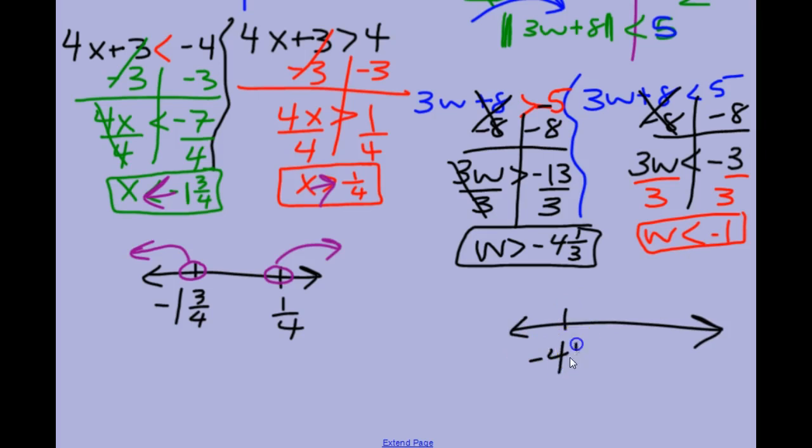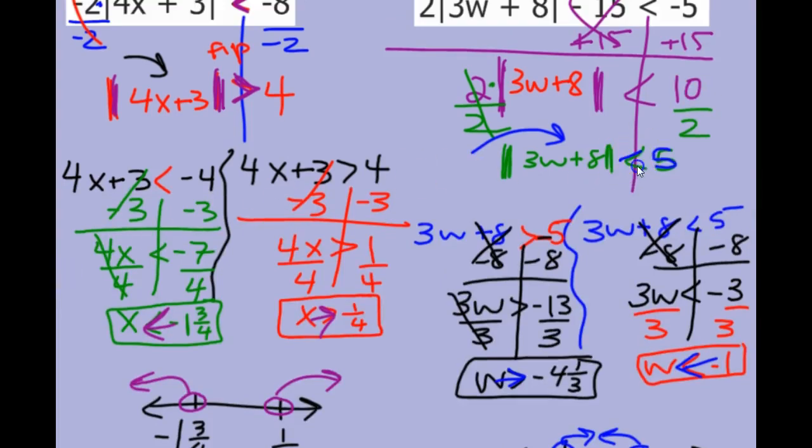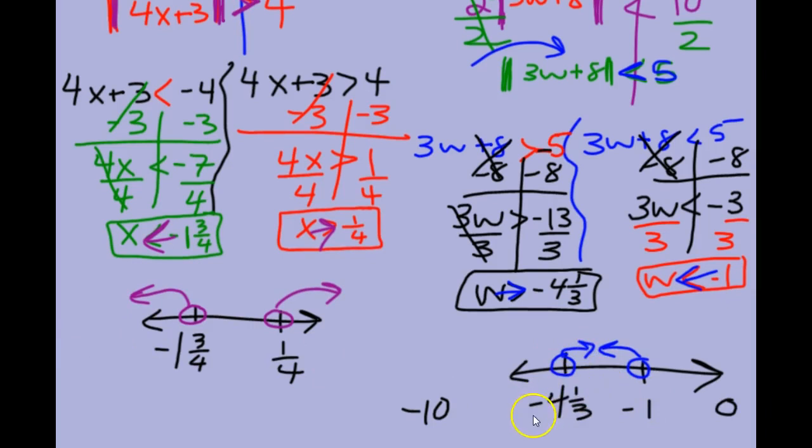So negative 4 and 1/3, and negative 1, because that's actually closer to the positives. The bigger negative numbers would be to the left. So both of these are open circles. Greater than would be pointing to the right, and less than would be pointing to the left. And right here you can look, less than and inward. Good job.